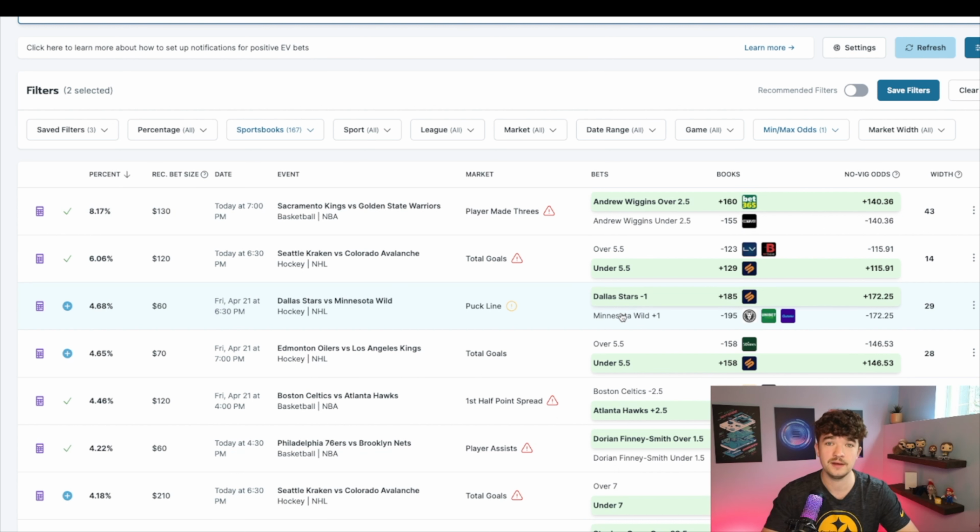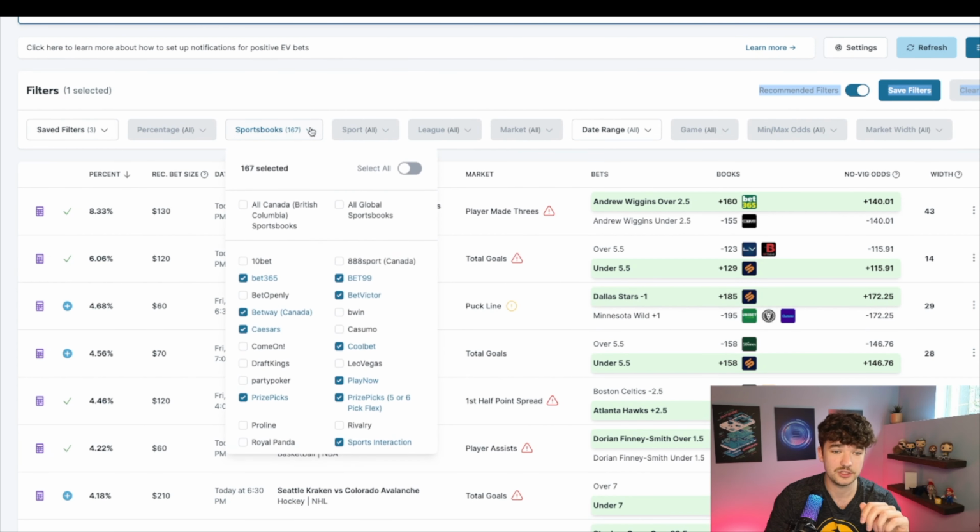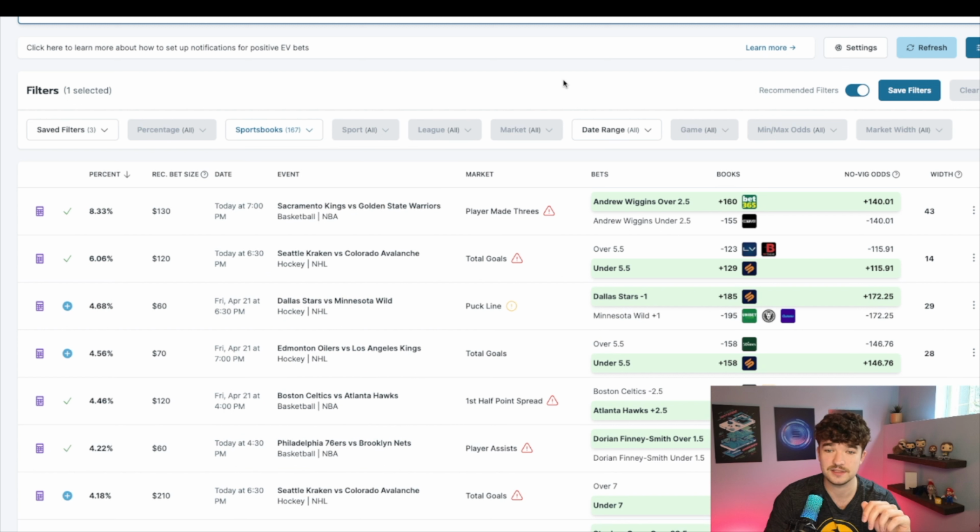This is what I recommend. But in general, if you were to just jump on OddsJam for the first month and you're trying it out and seeing how you like it, what I would recommend is turning these recommended filters on, going into your sportsbooks, checking the ones that you have access to, and you are totally good to go. I wouldn't worry about anything else from there.